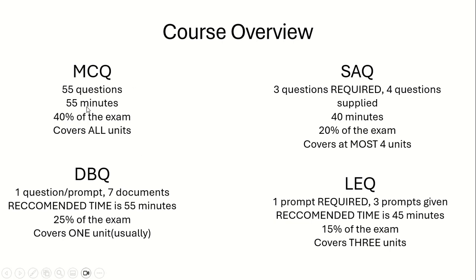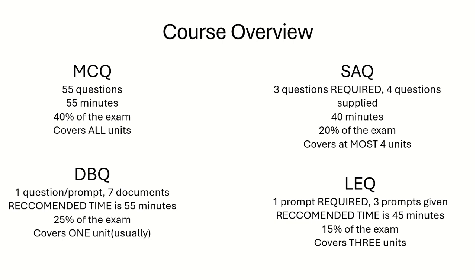It's worth 40% of the exam, and all of the units are covered, and they usually go in chronological order. So the first, say, 5 questions will be about unit 1, unit 2, and so on and so forth. The short answer questions have 3 questions that you're required to fill out, but 4 questions are supplied. So you're going to have question 1 and question 2, which you have to fill out, but then you're going to be given an option between question 3 and question 4. Then you choose which one you want to do, but you're going to get to read the prompt for it, and you're going to have to see the questions, and then you can choose.